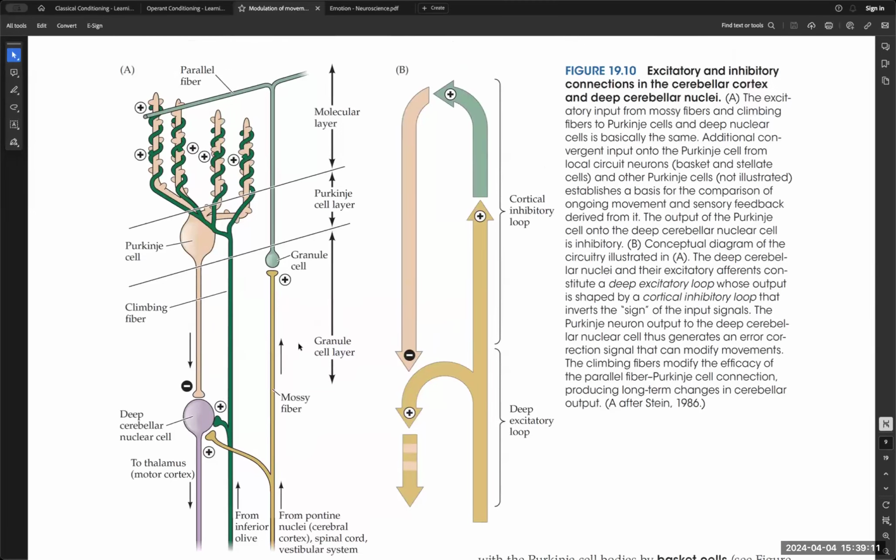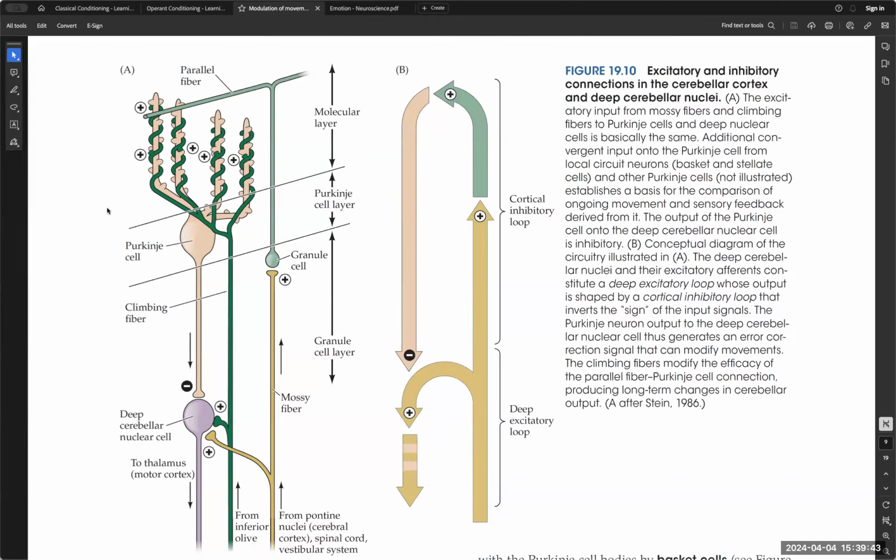So based on this, let's divide what we talked about into two loops. The first is based on the input of the mossy fibers. The first is called the cortical inhibitory loop. Why? Because again it stimulates the granule cell, which stimulates the Purkinje fiber that actually inhibits the output. And there is the deep excitatory loop, which directly projects to the deep nuclei, and again these are glutamatergic cells and therefore they excite the deep nuclei.